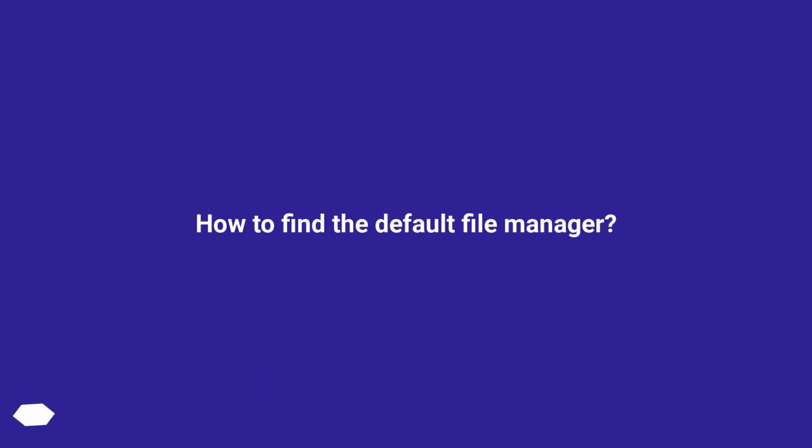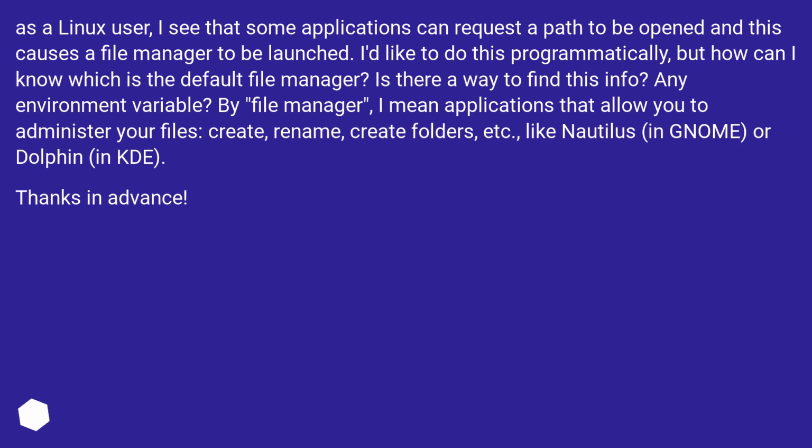How to find the default file manager. As a Linux user, I see that some applications can request a path to be opened and this causes a file manager to be launched. I'd like to do this programmatically, but how can I know which is the default file manager? Is there a way to find this info?